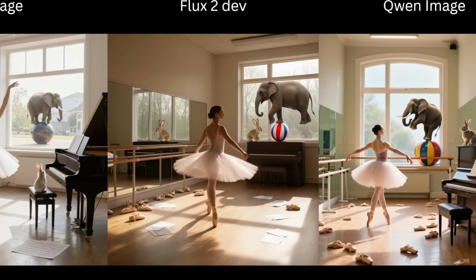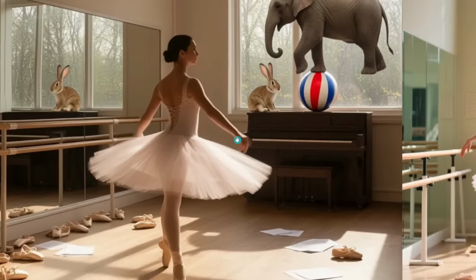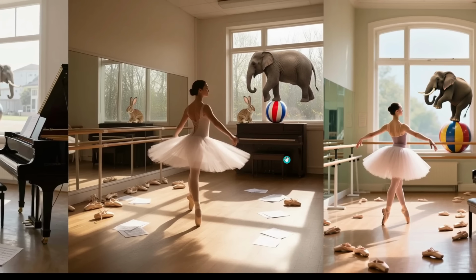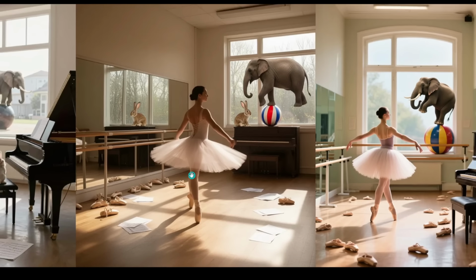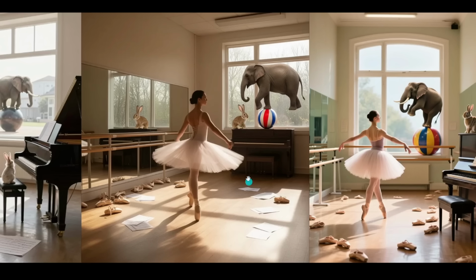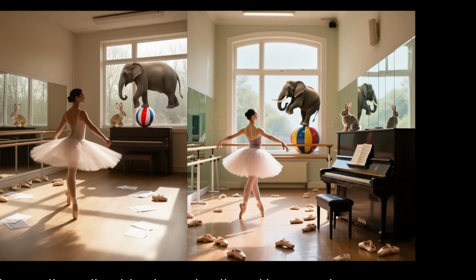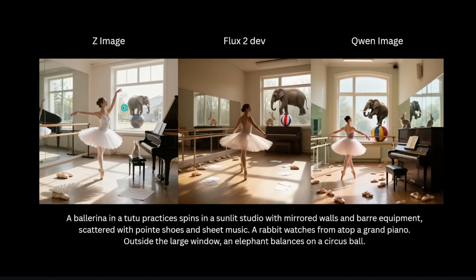Here is the generation from Flux 2 Dev. You can see, first of all, her hand is messed up over here, plus this is not a grand piano, plus the elephant and the ball are not outside the window. There's a lot more noticeable errors with this generation. And then for Qwen Image, again, this doesn't really look like a grand piano. There's no sheet music scattered on the floor, and it doesn't look like the elephant and the ball are outside the window. So again, Z Image is the winner.